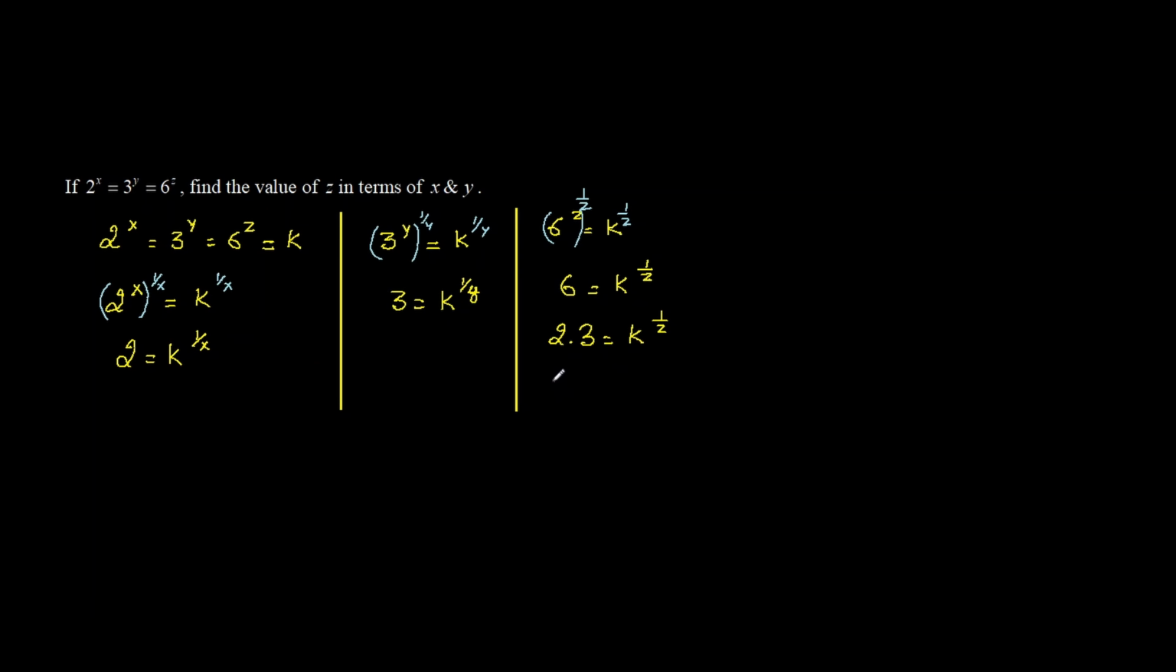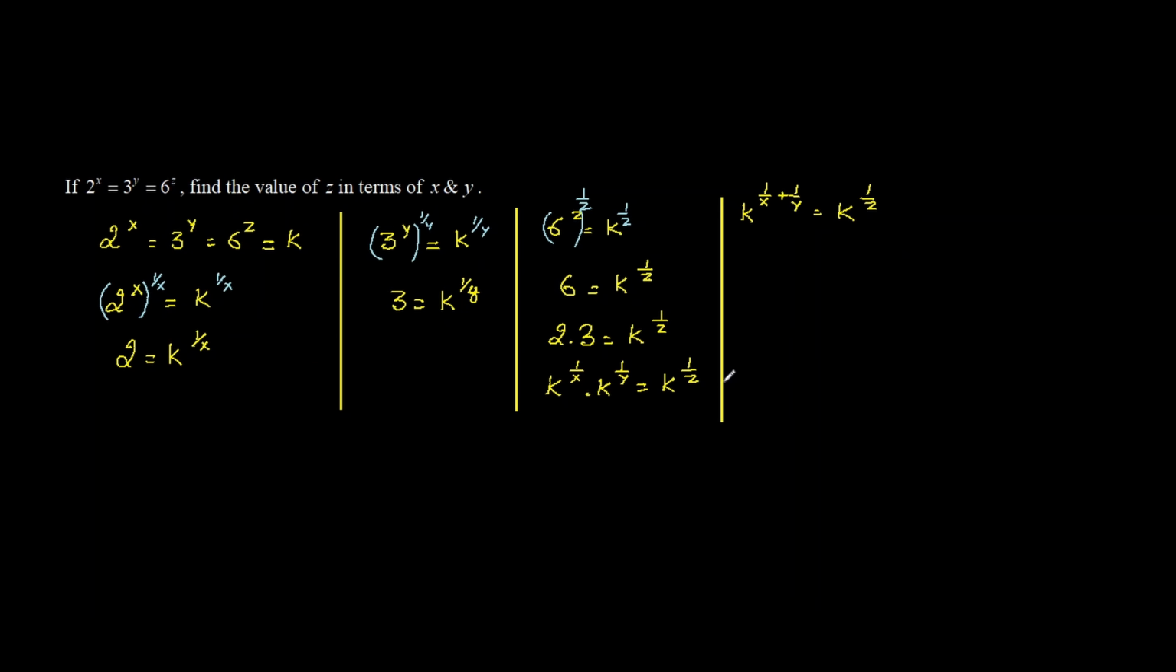Now the value of 2 is k to the power 1 over x, times k to the power 1 over y, equals k to the power 1 over z. Now we shall follow the rules of exponent. a to the power m times a to the power n becomes a to the power m plus n, equals k to the power 1 over z.